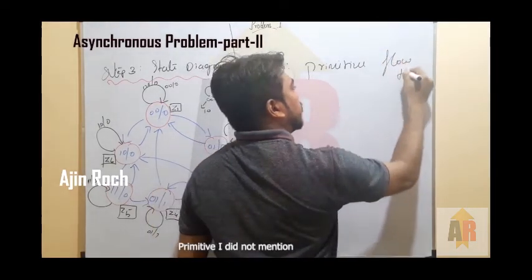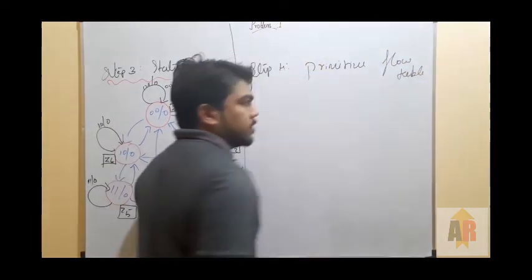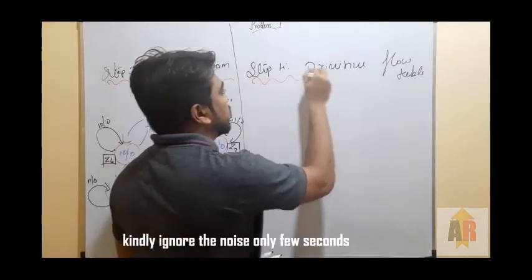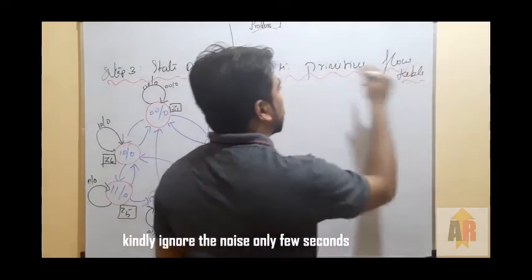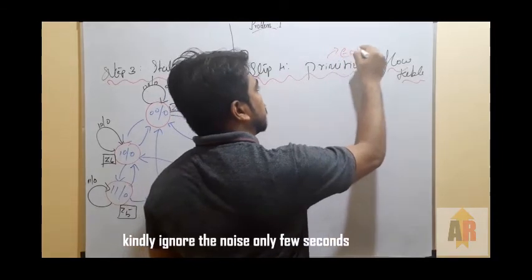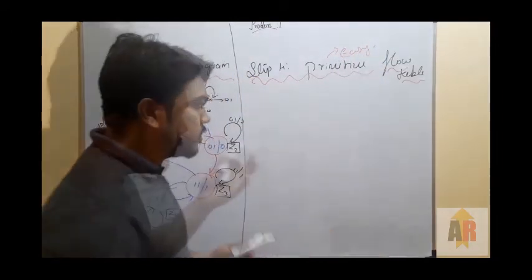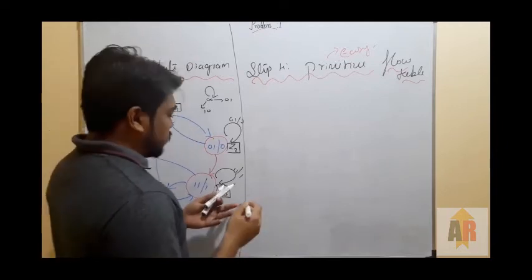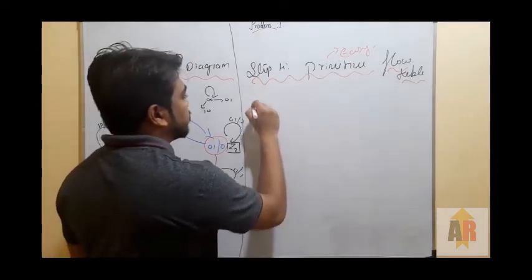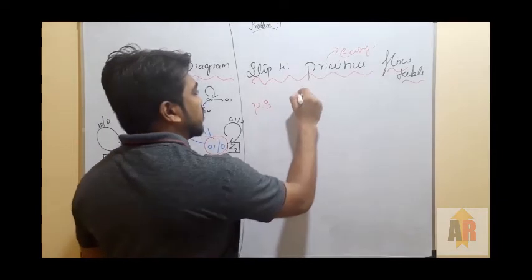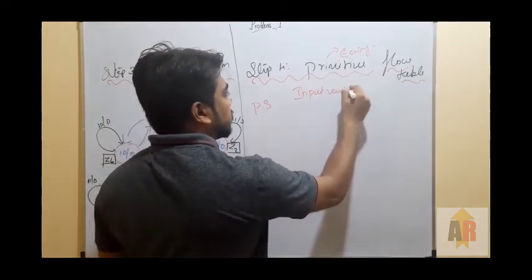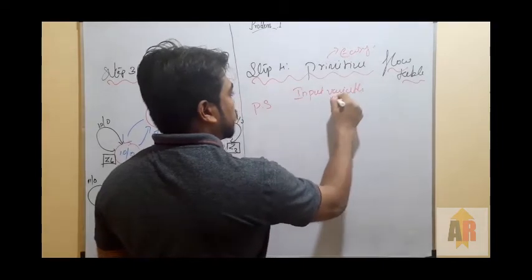Flow table. This is the fourth step which we are going to design in this particular problem. The word primitive actually represents the easy, so this is going to be the easiest. Just listen to it so you know whether it is easy or not. For doing that, on this side you take your present state, and on this side you take your input variables, which are x2 and x1.